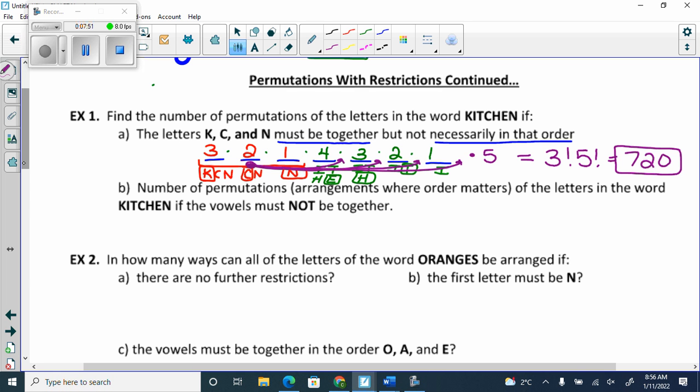So the total number of ways, we always do total no restrictions of rearranging the word kitchen, and then minus the vowels together. And then that equals the vowels not together.